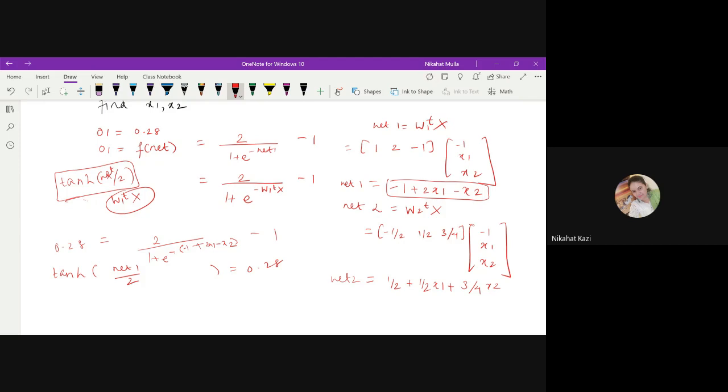Okay. Then what do I write? Tan h of, I'll just put these terms here. So half is done. So minus 0.5 plus, look at this equation, minus 0.5 plus x1 minus 0.5 x2, right, is equal to 0.28.